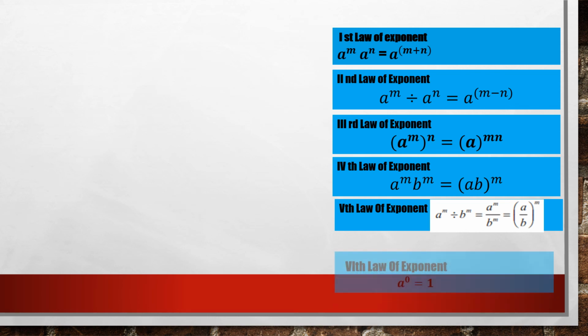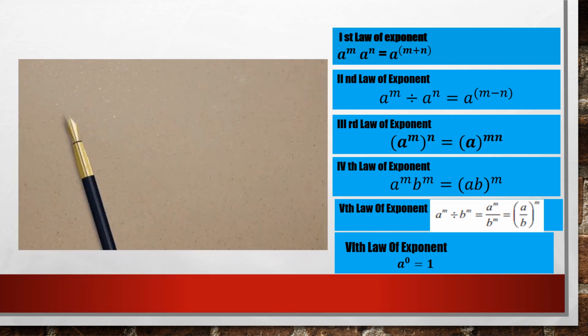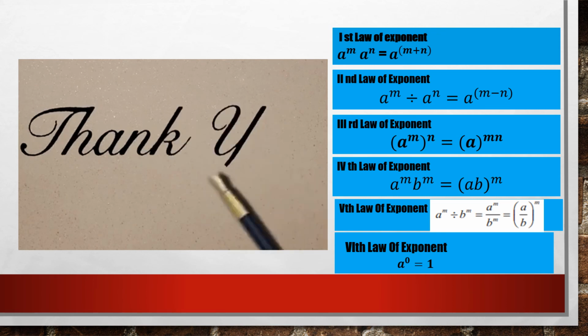a raised to 0 is equal to 1; and moreover, we have seen that negative 1 raised to an even number is positive 1, and negative 1 raised to an odd number is equal to negative 1 itself.